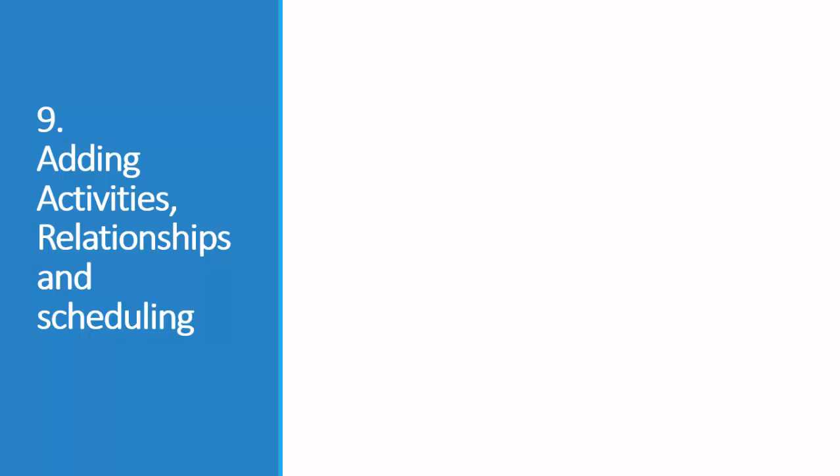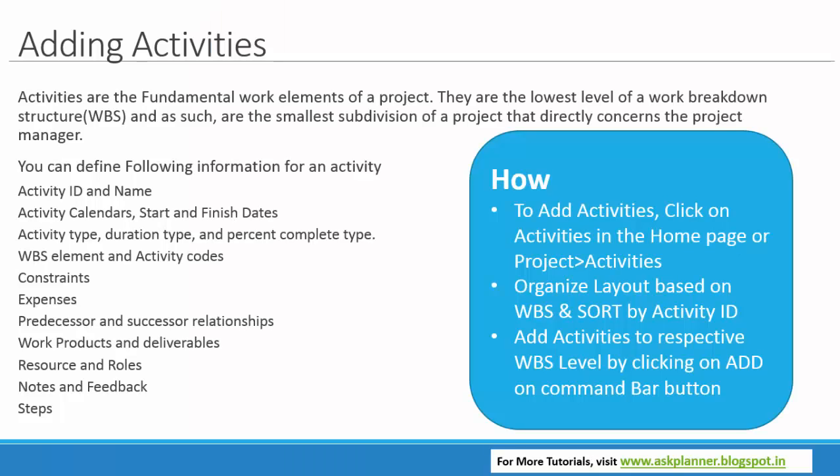Then let's see how to add the activities. From here the actual scheduling work starts. Activities are the fundamental work elements of a project. They are the lowest level of the work breakdown structure. For activities, these are the following information which we can enter for each activity.